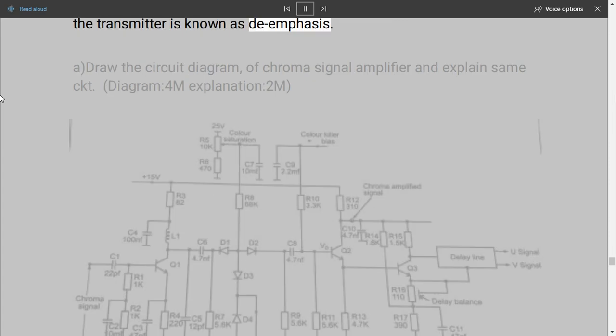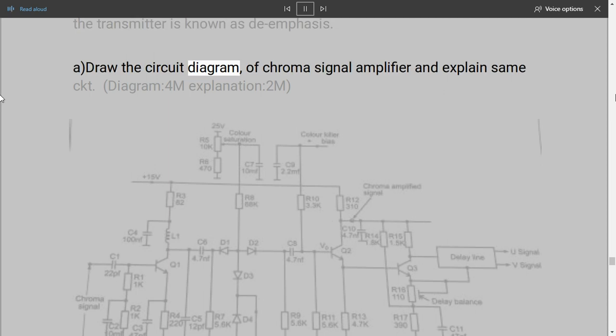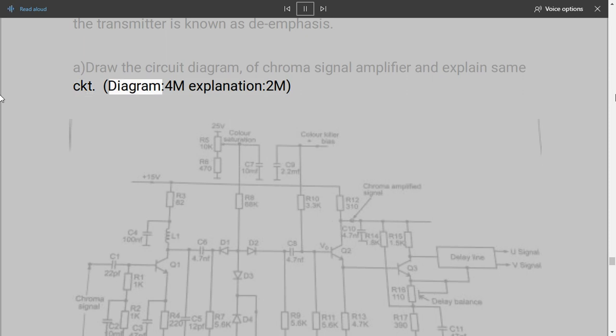A. Draw the circuit diagram of the chroma signal amplifier and explain the same circuit. Diagram, 2M. Explanation, 2M.